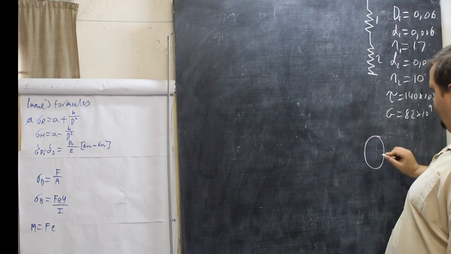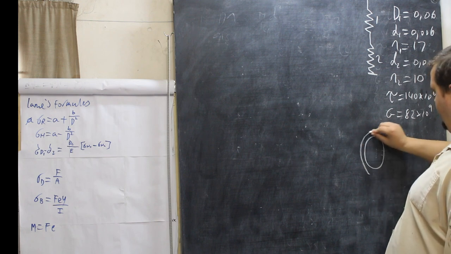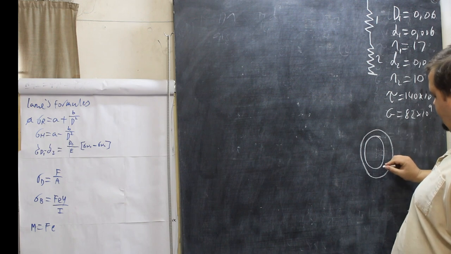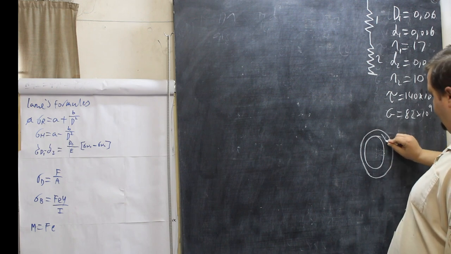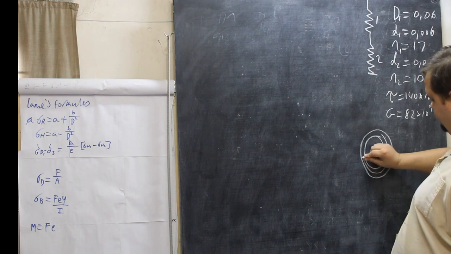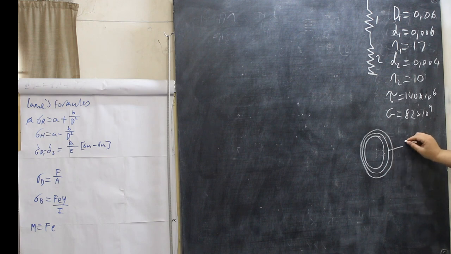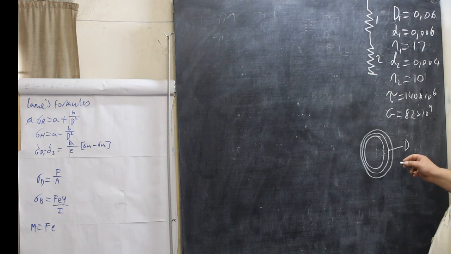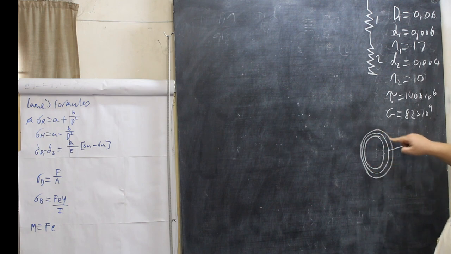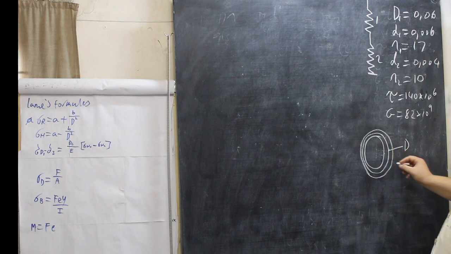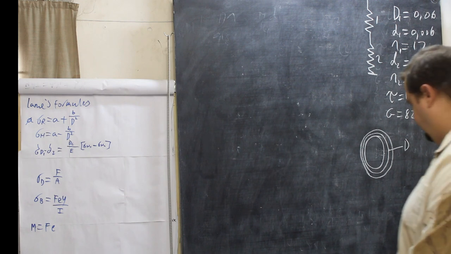So here's your spring, and it has an inside and outside diameter. So here, in this middle bit of your spring, that's your mean diameter. So that is D. That is your mean diameter of your spring. So that is how wide it is around the middle of the circumference. Small d is basically the diameter of the wire that you are using.